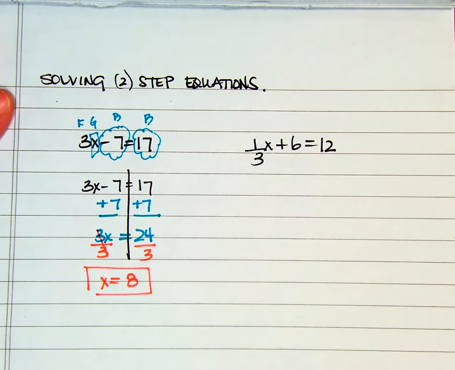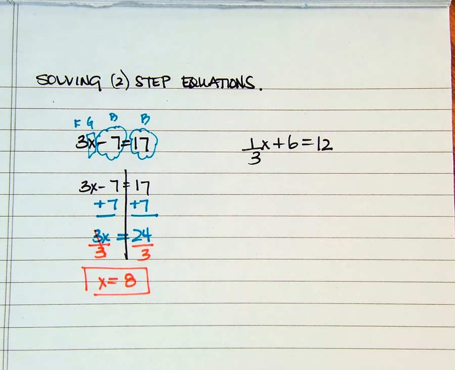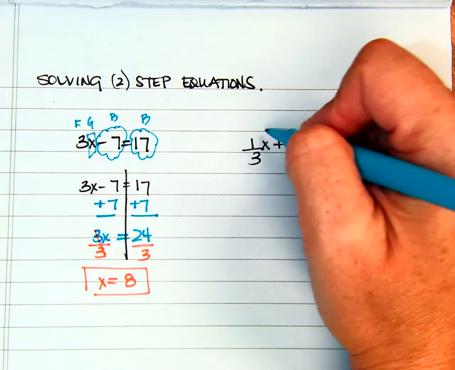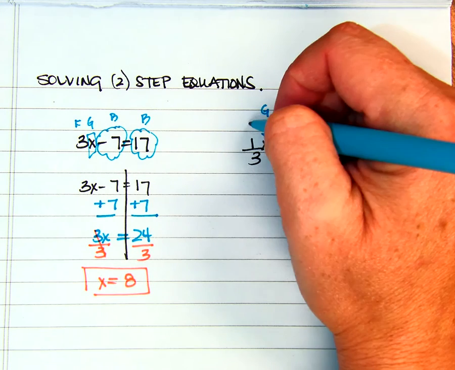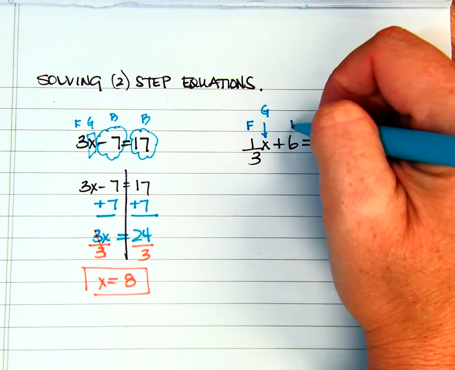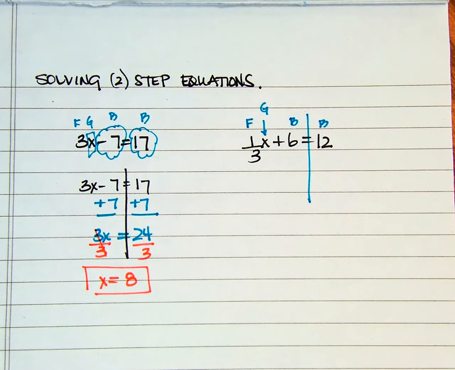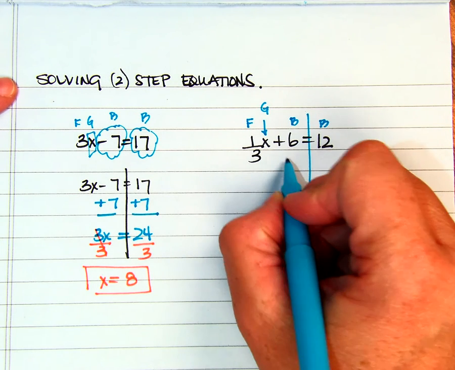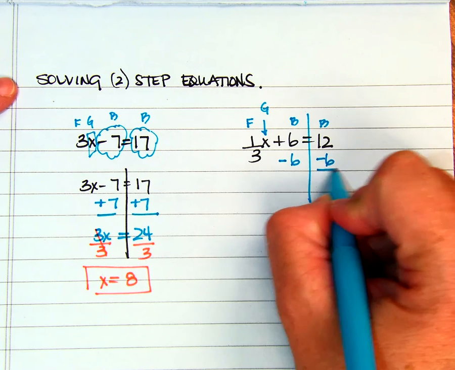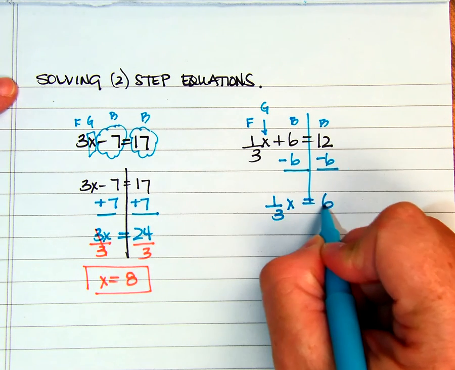As much as you guys hate fractions, this one is also a two-step. It doesn't change. This is still going to be the good guy. This is touching, so this is going to be the friend, which leaves a bad guy and a bad guy. Let's get all the bad guys to one side of the fence. We are adding 6, so we're going to subtract 6 on both sides. I have 1/3 x equals 6.